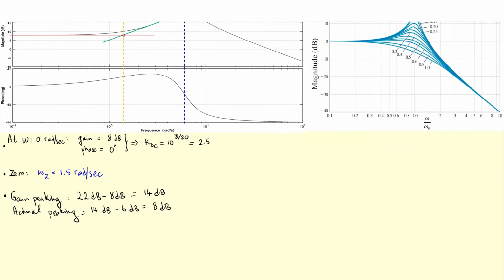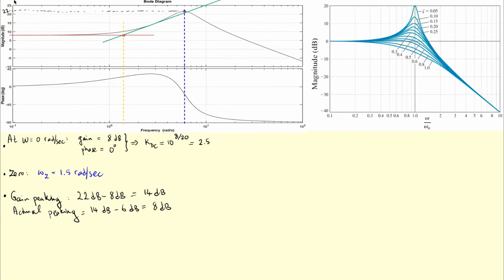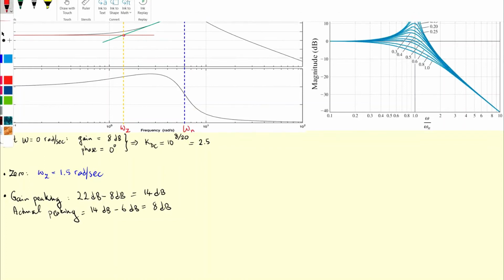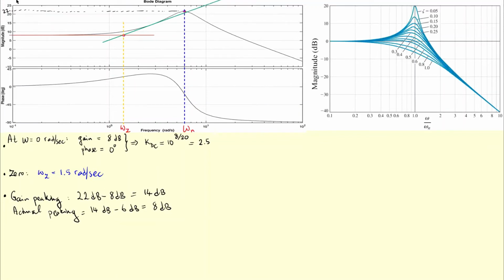And I will again place the location of the zero here. So this is my omega z, and this is our omega n, our natural frequency. So we will move on with that shortly. What is the omega n here? Omega n is 6 radians per second. You can see it also from the plot. Omega z is 1.5 radians per second. Now we will use this plot to determine our zeta, the damping ratio, for having a gain peaking of 8 dB.